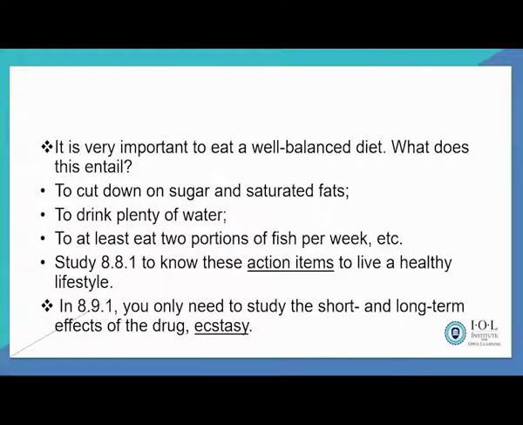It is very important to eat a well-balanced diet. What does this entail? To cut down on sugar and saturated fats, to drink plenty of water, to at least eat 2 portions of fish per week, etc. Study 8.8.1 to know these action items to live a healthy lifestyle.